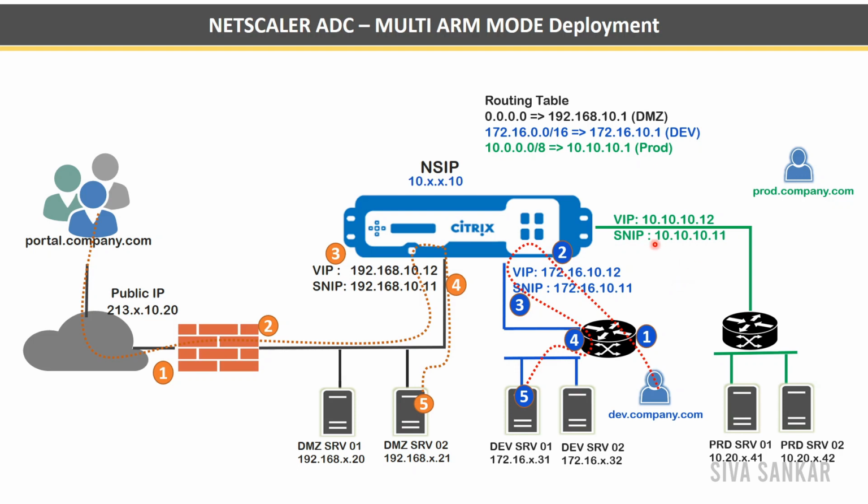Now let's say that we have another interface. This is for the production network, right? If it's production.pro.company.com, it's a different VLAN, right? This is 192.168, this is 172.16, this is 10.10. The user wants to talk, okay, fair enough.